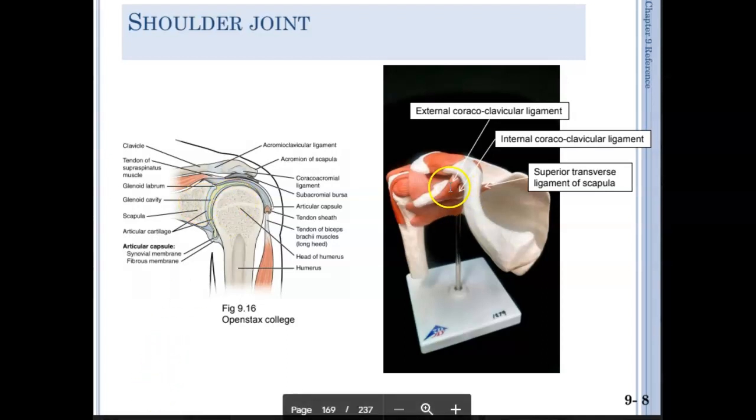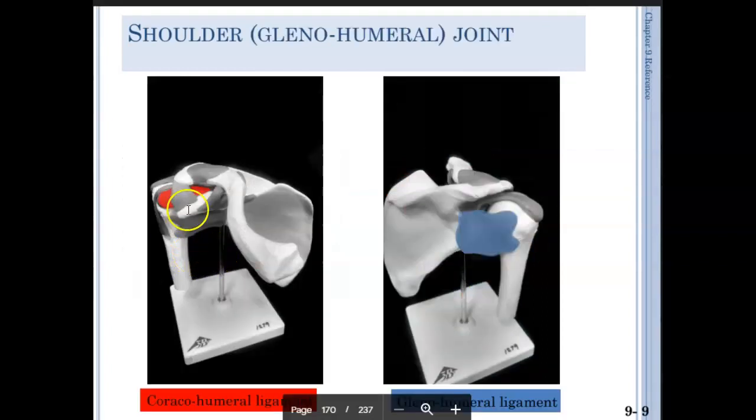If you were looking at an actual model, you can see where some of these ligaments exist. So these would be things that would be part of a rotator cuff. The external coracoclavicular ligament, the mouthful, would be right here. Right underneath would be the internal. And then you have the superior transverse ligament of the scapula, which would exist right here. Kind of went down. We looked at the coracohumeral ligament and then the glenohumeral ligament.